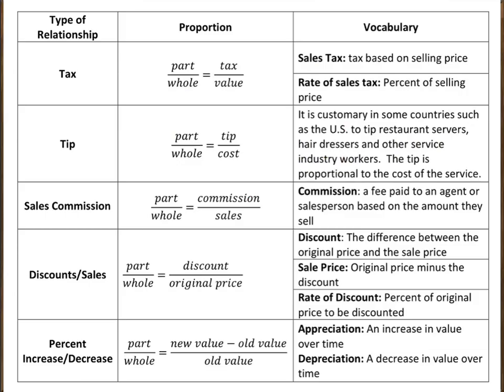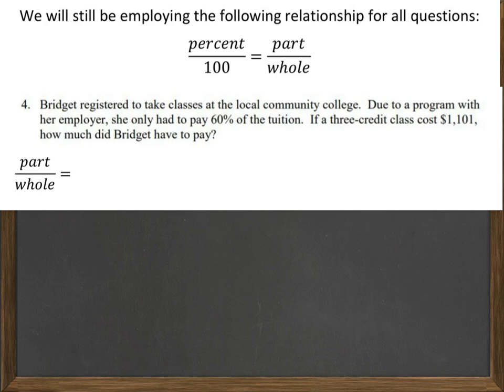All right, let's do another problem. So in this one, it says, Bridget registered to take a class at the local community college. Due to a program with her employer, she only had to pay 60% of the tuition. If a 3-credit class costs $1,101, how much did Bridget have to pay? So again, as soon as I see my percent, I'm going to rewrite the percent as 60 over 100. So now I have 60 over 100 is equal to something over something.